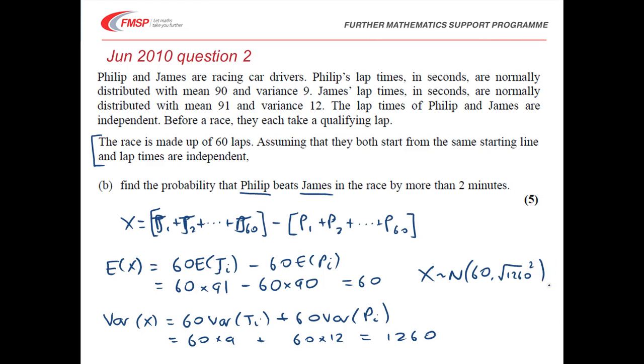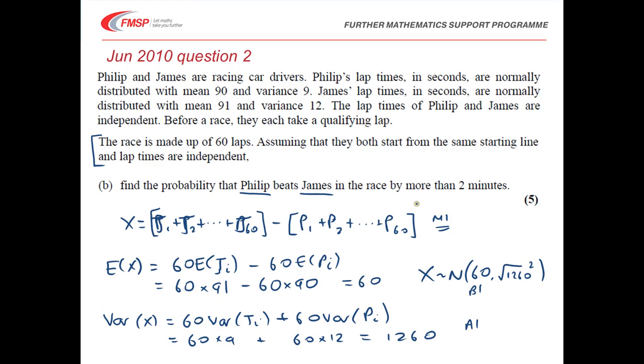Okay, so far we've got 3 marks. We get a method mark for defining and setting up x correctly. You're then going to get an independent B mark for working out the expectation correctly, and you're going to get an accuracy mark for working out the variance correctly. Okay, so now we've got to realize what's going on. So this is the time difference between James and Philip.